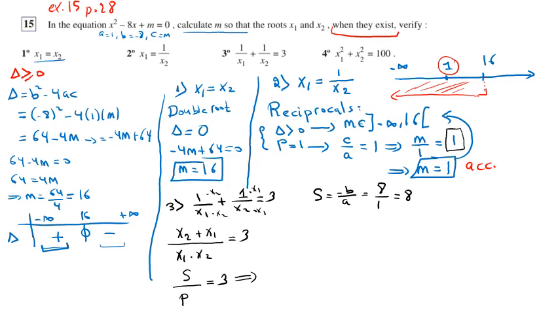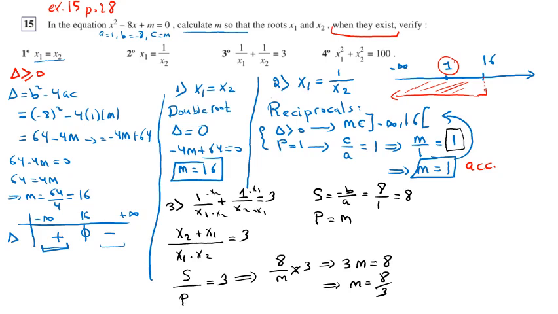Sorry, p is m over 1, which is m. p is equal to m. Then 8 over m equal to 3. By cross multiplication, 3m equal to 8 implies that m equal to 8 over 3.